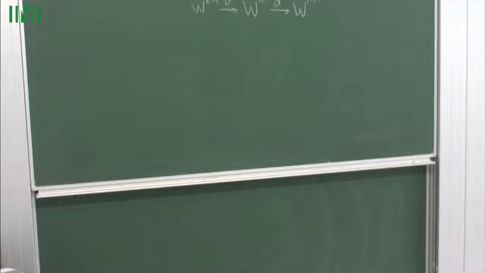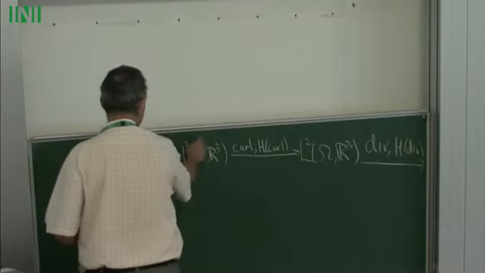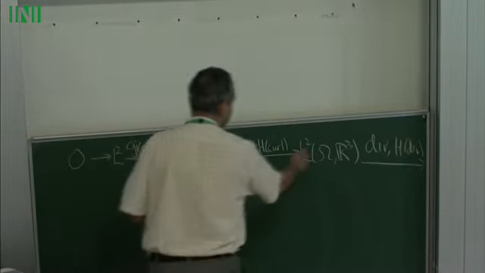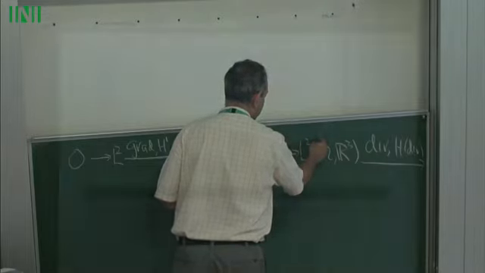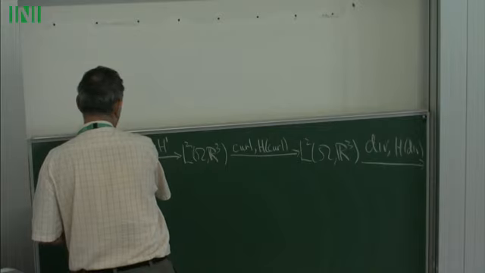Now, where are my sigmas and my E's and my B's? My E is going to be a 1-form sitting in this space, in the domain of the curl. My B is going to be a 2-form sitting in this space, in the range of the curl. And my sigma is going to be a scalar function, which is going to turn out to be 0, in the range of the gradient.